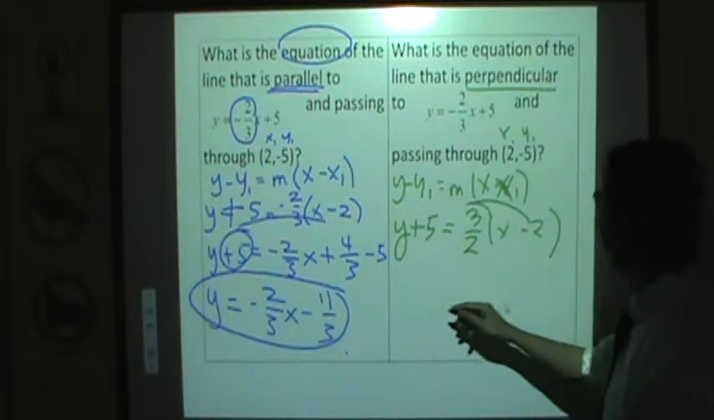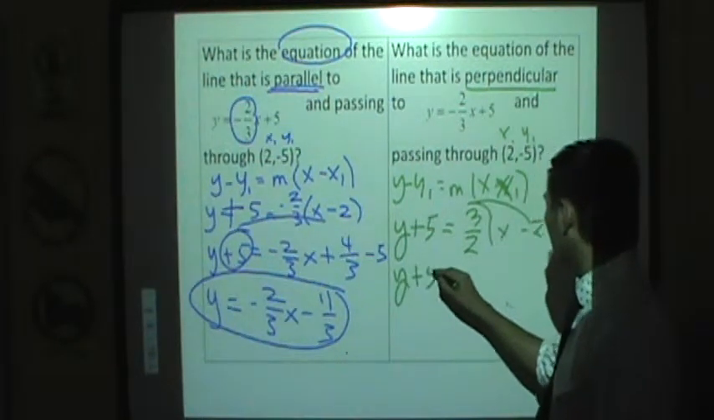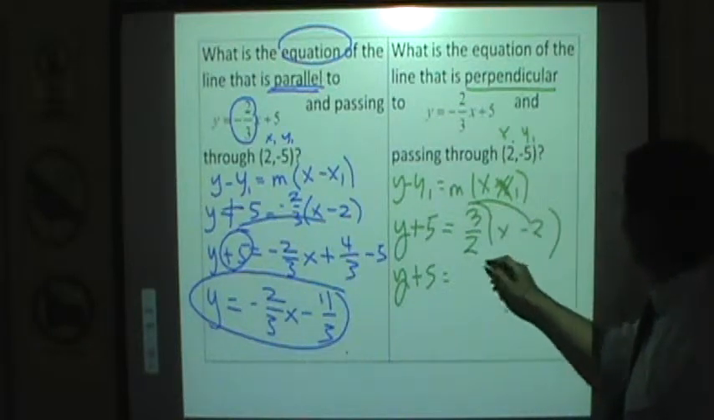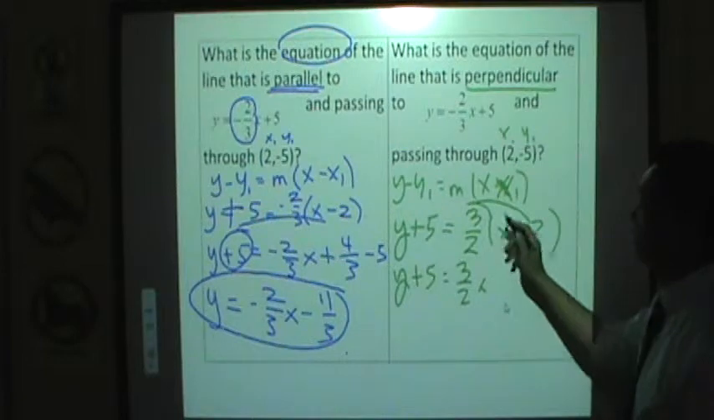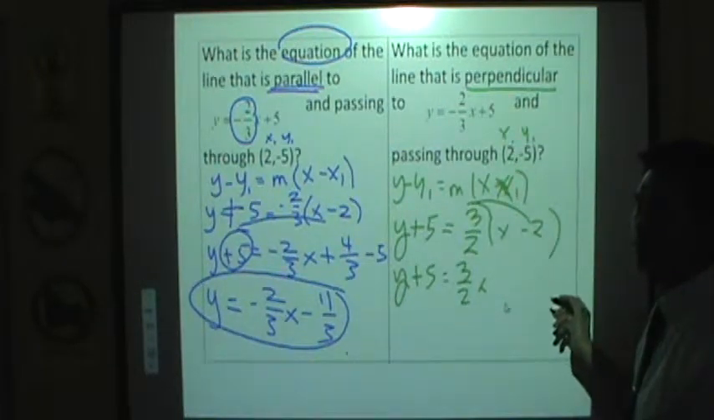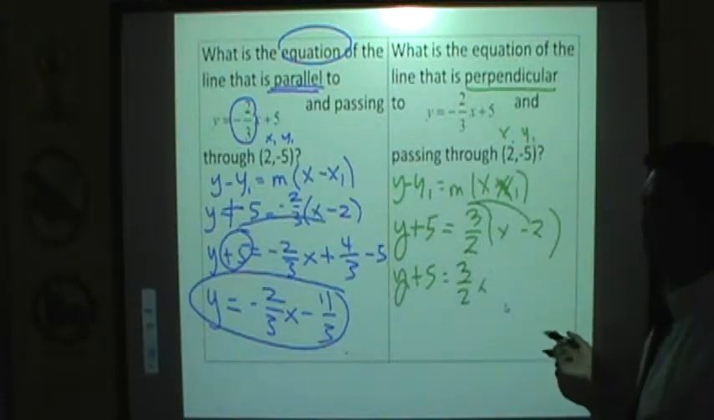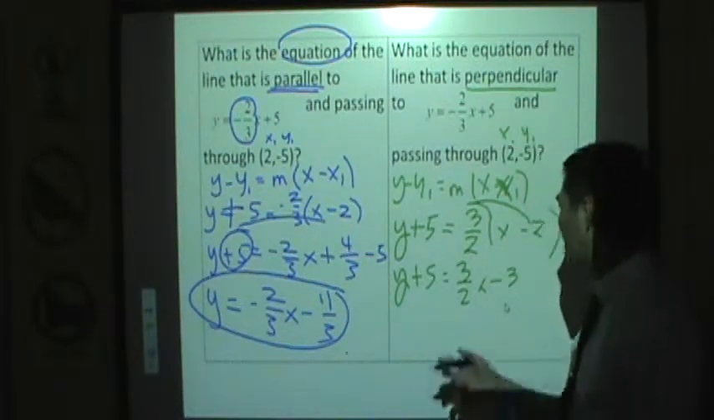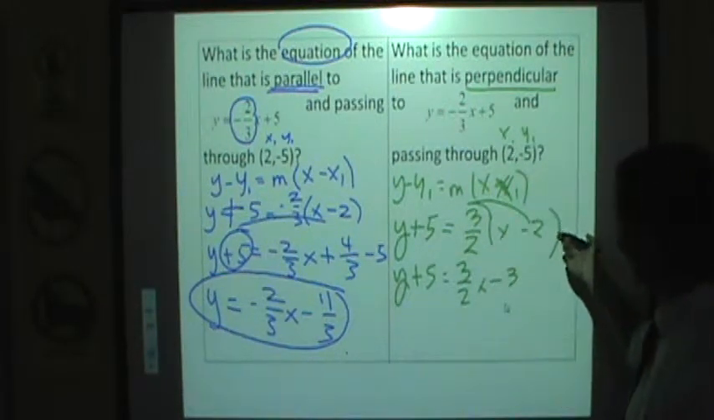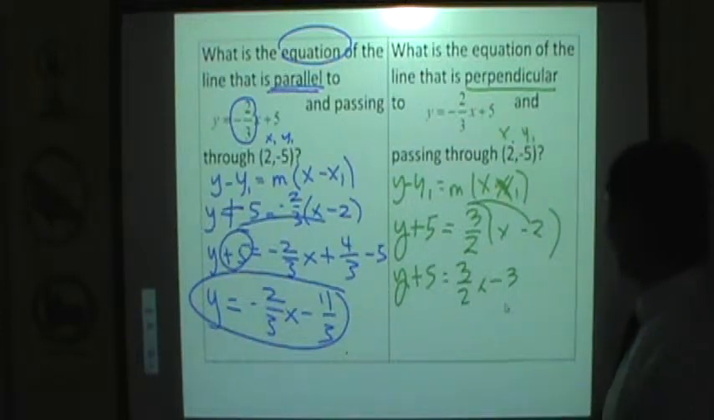Then we can go ahead and continue finding the equation. 3 over 2 times x is 3 over 2x. 3 over 2 times 2 is 3 times negative 2, which is negative 6 divided by 2, which is negative 3. Or again, if you want, use your calculator. 3 over 2 times negative 2 is going to give you negative 3.